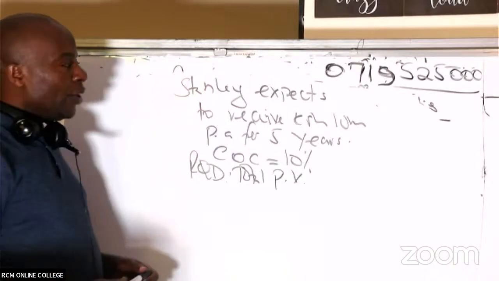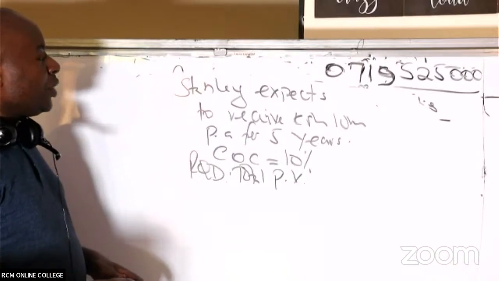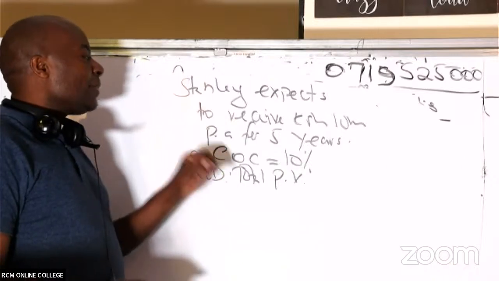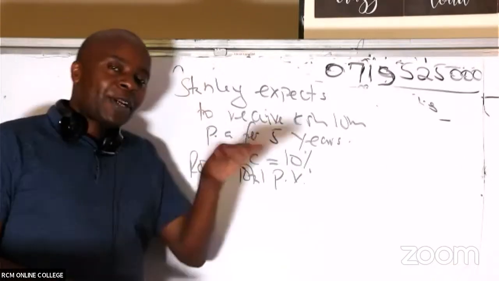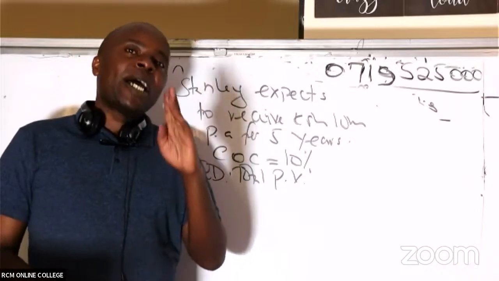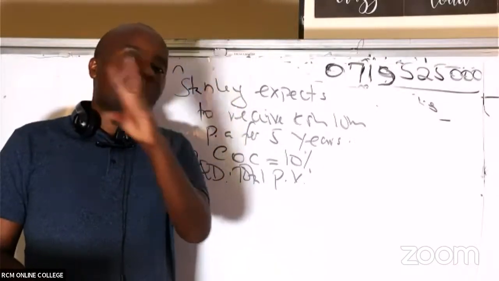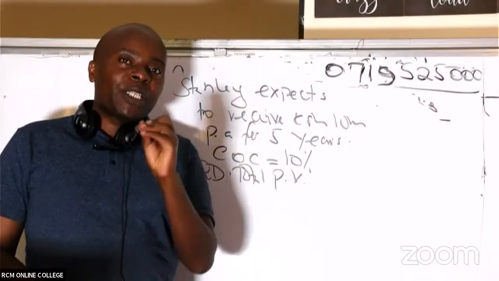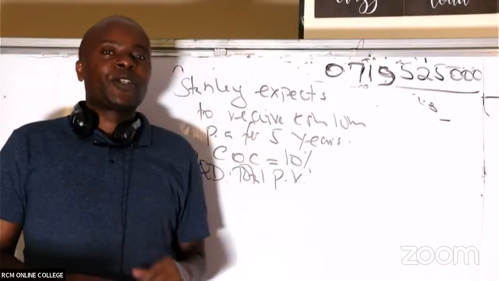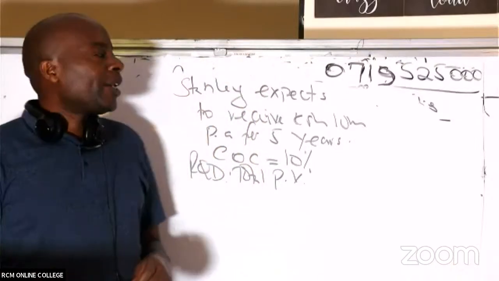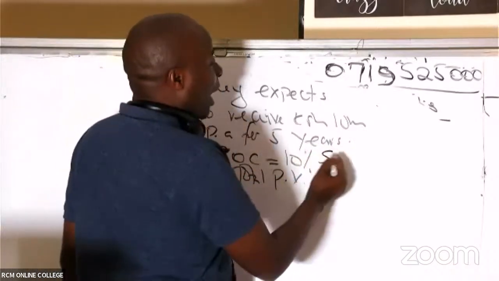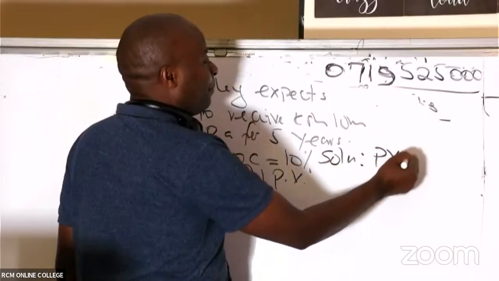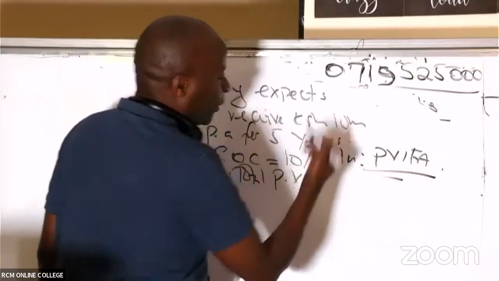Remember, Stanley is a great ninja. He's getting shillings 10 million per annum, every year, for how many years? I am able to see the concept of annuity straight away. And the moment I recognize that, this is what I will do: in my solution, I know that I'm going to use PVFA to discount this.